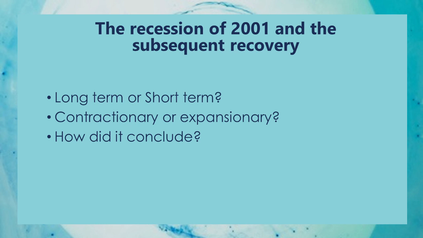So this is a short term. But is this contractionary or expansionary? The Federal Reserve used expansionary monetary policy that also contributed to the end of the recession. The Federal Reserve began lowering rates in January 2001 and continued to lower them at approximately 1.5 points each month. How did it conclude? It concluded when the economy recovered in the fourth quarter of the year, but the impact lingered, and the national unemployment continued to climb, reaching 6% in June 2003.